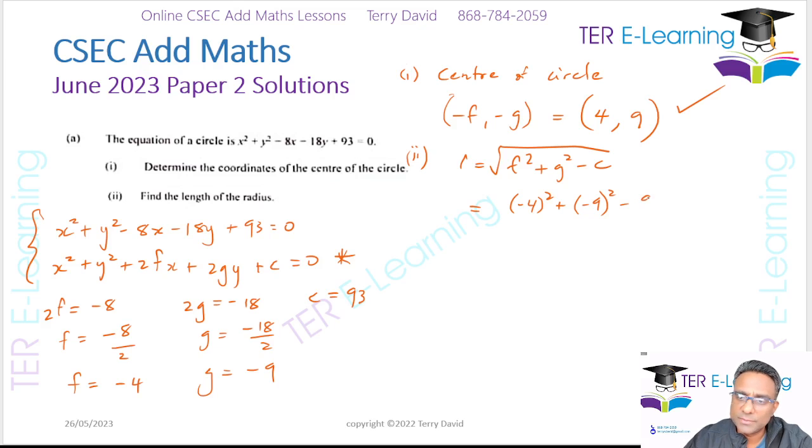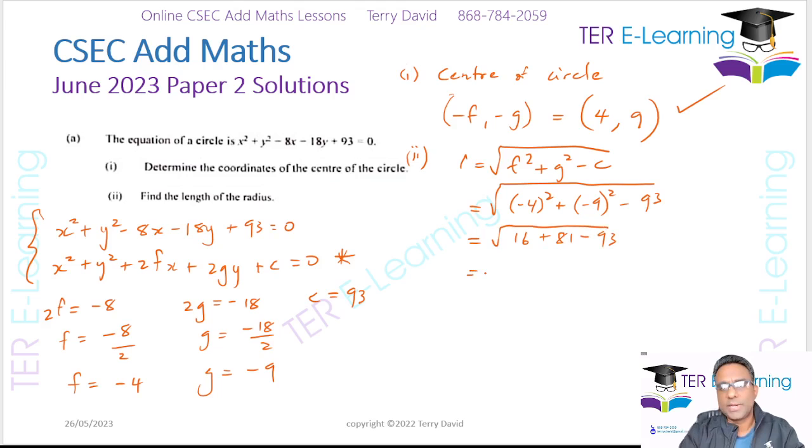c is 93. So this is 16 plus 81 minus 93. So that's going to give me 16 plus 81 minus 93. You're going to get 4. So therefore, the radius is going to be 2 units. So that's the length of the radius that we're looking for. So that's part 1 and part 2.